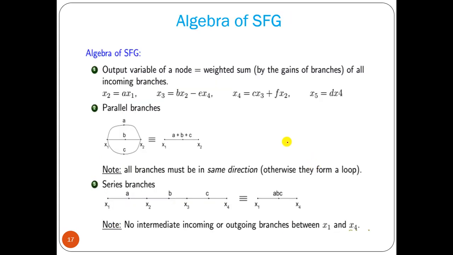Now the algebra means how we can find out: if three branches are parallel to each other, then the gains should be added, I mean addition.